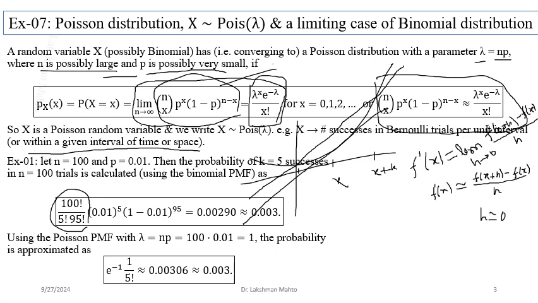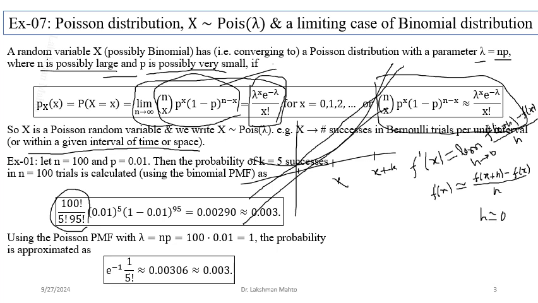Factorial n, you are talking about factorial 100. How many multiplications are there? 100 multiplications, 1 into 2 into 3 up to 100. That means 100 multiplications. Then how many multiplications here? 5. So 100 plus 5. Then how many multiplications here? 95, that means a total of 200 till now. Then division is also multiplication, I have told you it is a special case of multiplication. So 200 plus 1.